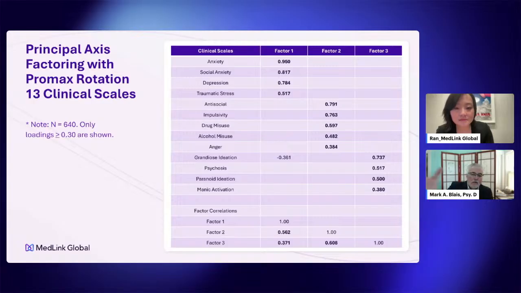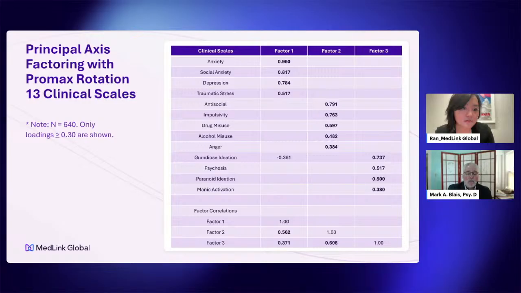So as you can see, the first factor consists of the emotional dysregulation scales: anxiety, social anxiety, depression, and traumatic stress. The second factor is the behavioral dysregulation scales: antisocial, impulsivity, drug misuse, alcohol misuse, and anger or aggression. And the third factor is the thought impairing scales. So grandiose ideation, psychosis, paranoia, and manic activation. They're all loading on the appropriate scale.